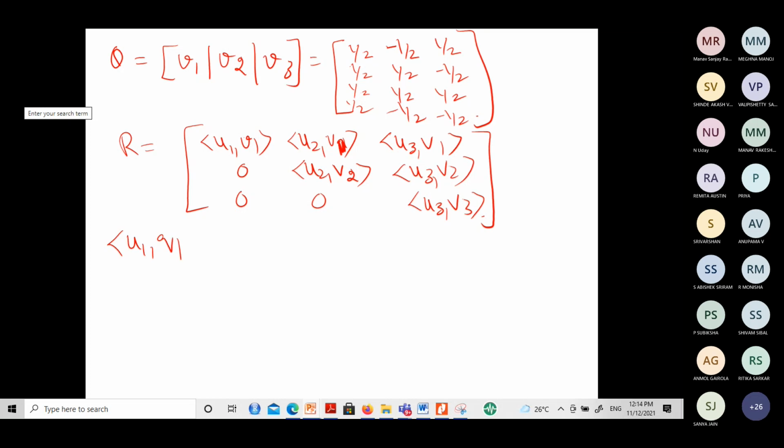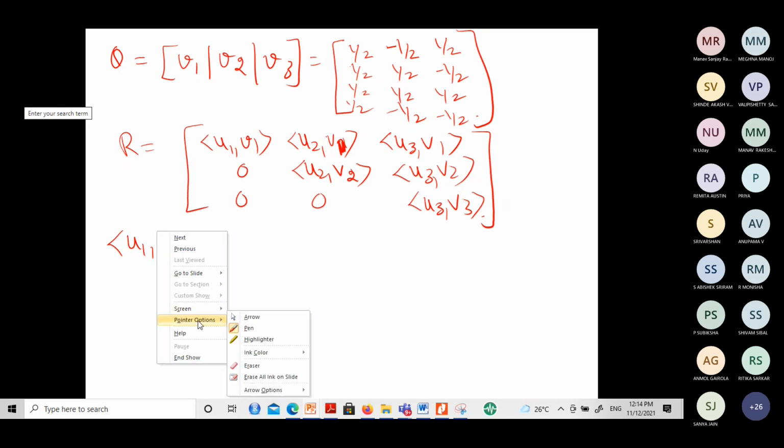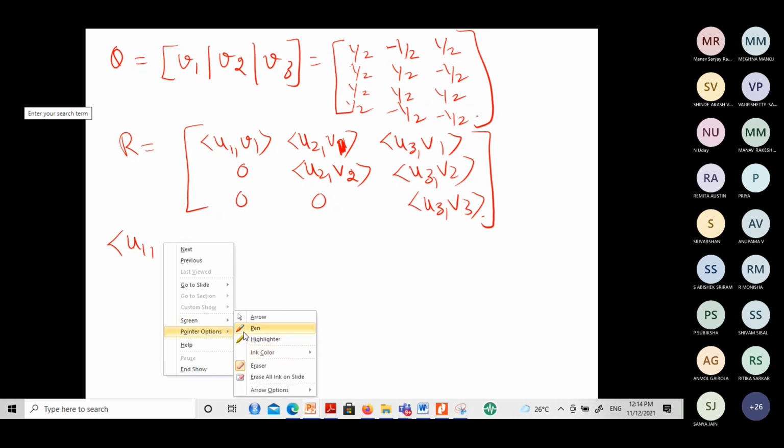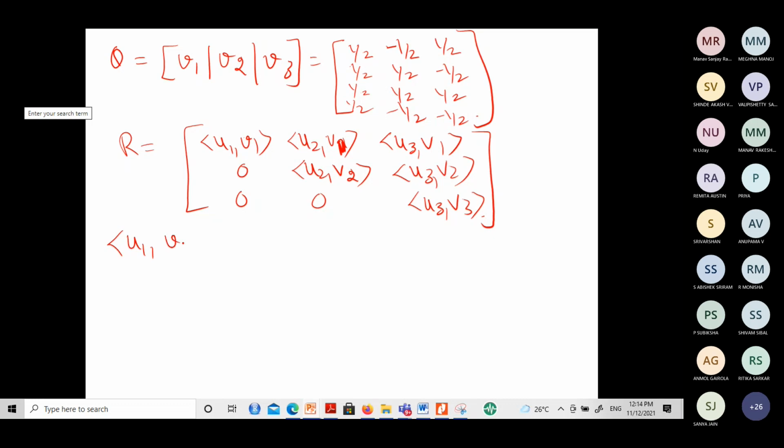So what is U1 with V1? Can you find all these 6 values? Ma'am, the matrix is 2, 3, 2, 0, 5, 0, 0, 0, 4. Okay, one minute, I'll write: 2, 3, 2, 0, 5, 0, 0, 0, 4.